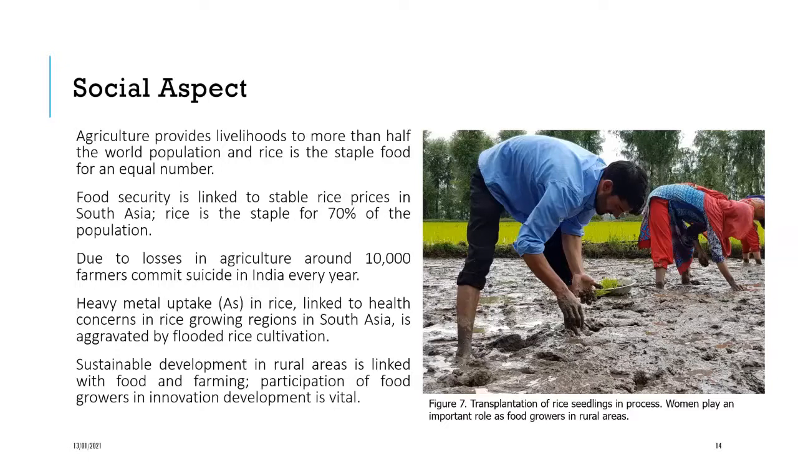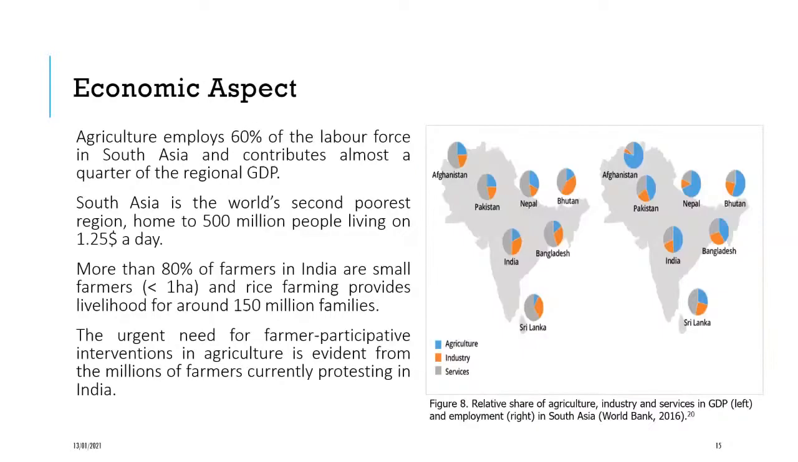And when we talk about the use of agrochemicals, their effect is not only restricted to the ecology, the environment; even human health is endangered because of the use of agrochemicals. For example, heavy metal uptake of arsenic is a huge problem in, for example, Punjab regions of India and Pakistan and Bengal regions of India and Bangladesh. So sustainable development in rural areas is linked from a social aspect as well to agriculture and how we do agriculture. Economic aspect, for example, again talking about South Asia because my research was based on South Asia.